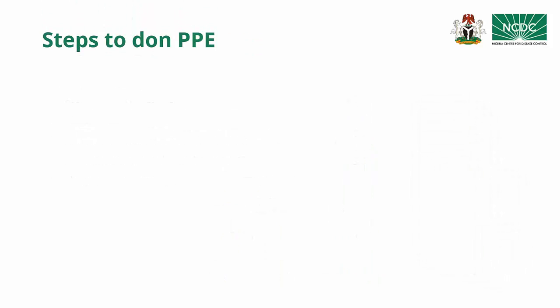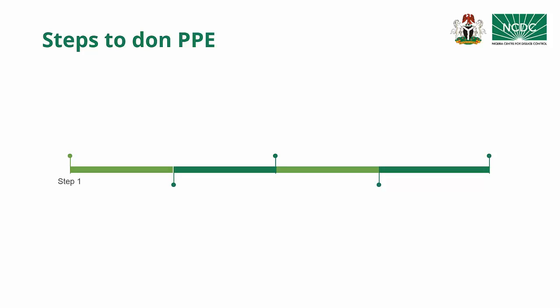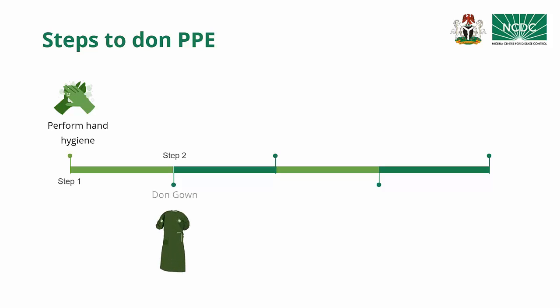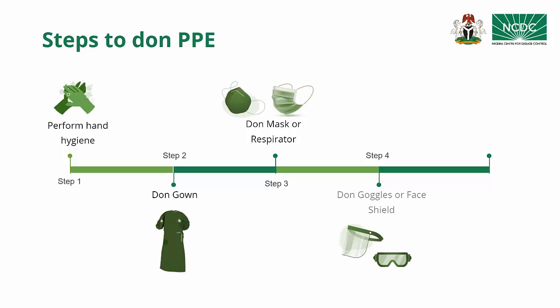These steps are to be followed when donning the PPE. Step 1. Perform hand hygiene to ensure hands are clean. Step 2. Don gown. Step 3. Don mask or respirator. Step 4. Don goggles or face shield. And step 5. Don hand gloves.